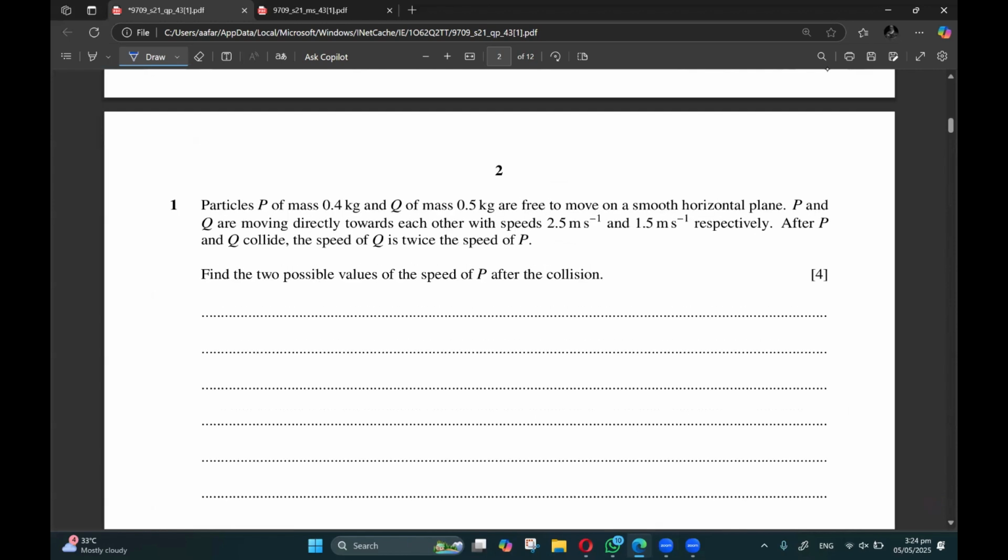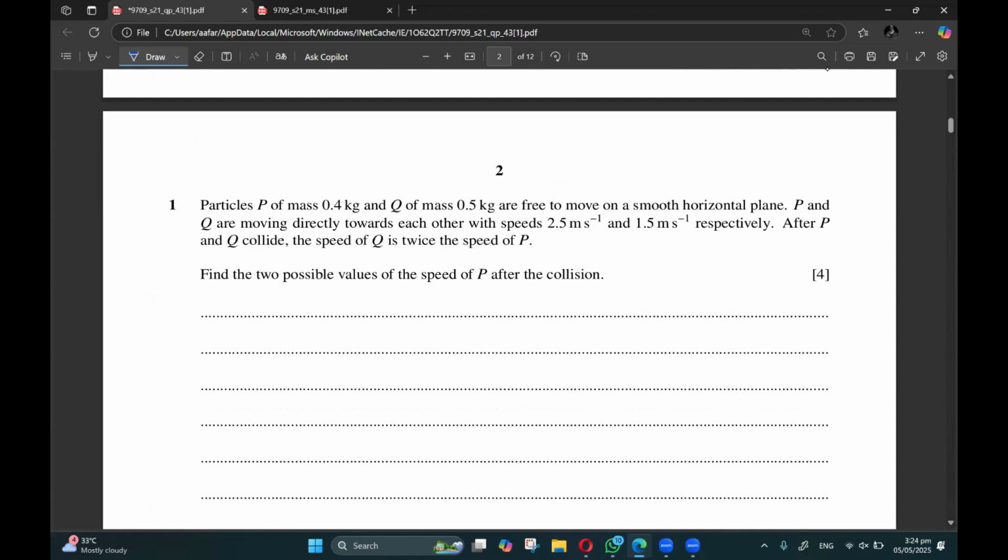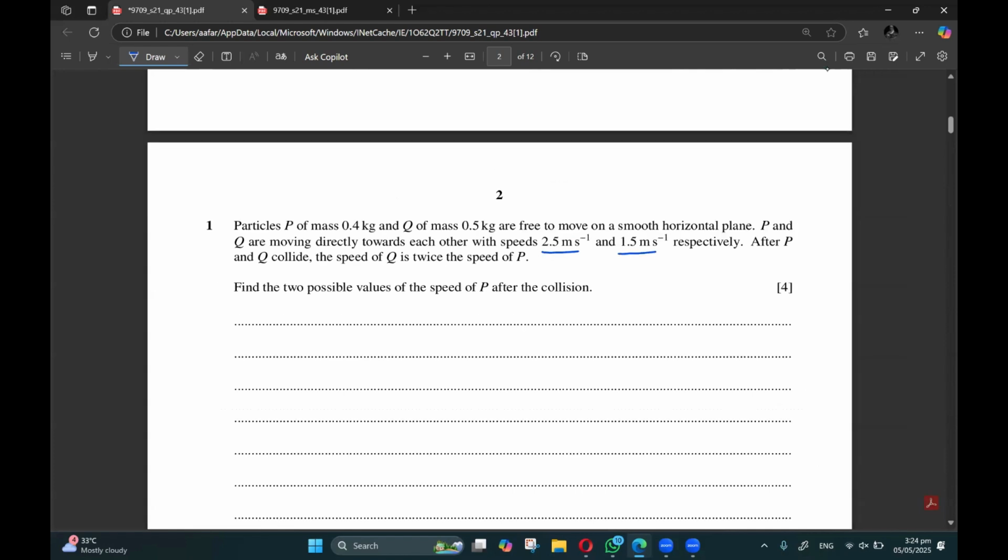So the particles P of mass 0.4 kg and Q of mass 0.5 kg are free to move on a smooth horizontal plane. P and Q are moving directly towards each other with speeds 2.5 meters per second and 1.5 meters per second, respectively. After P and Q collide, the speed of Q is twice the speed of P. Find the two possible values of the speed of P after the collision.